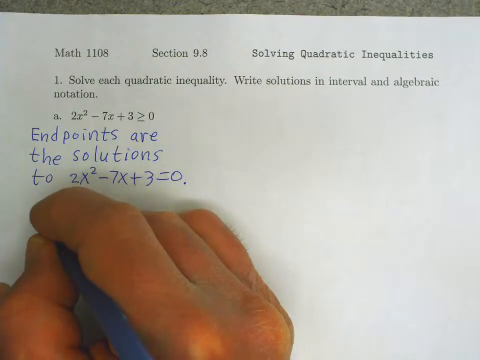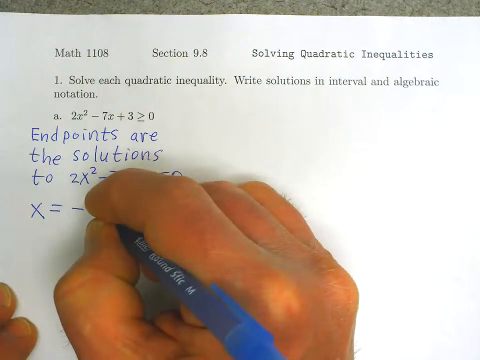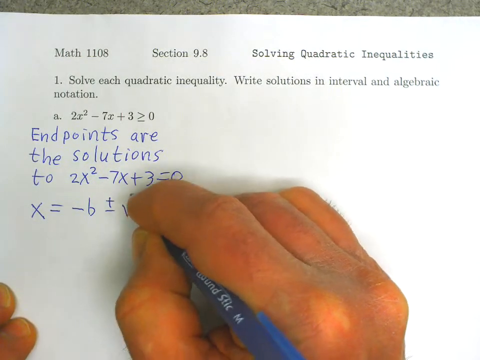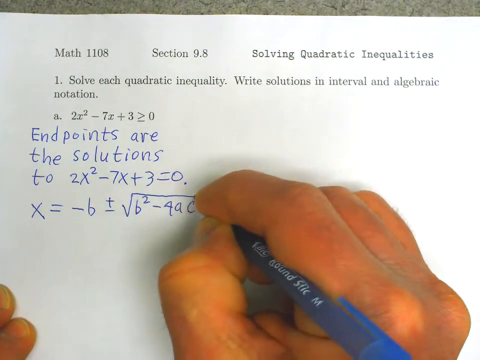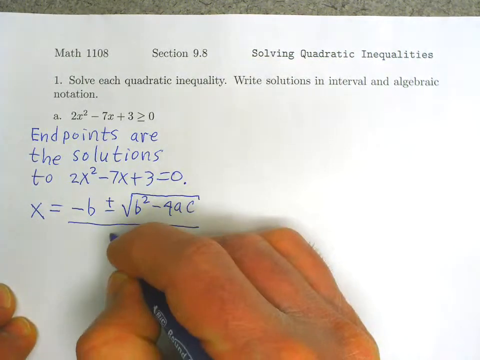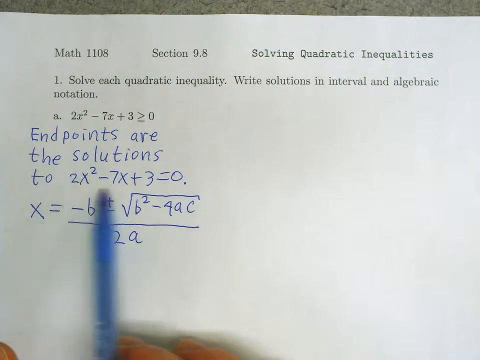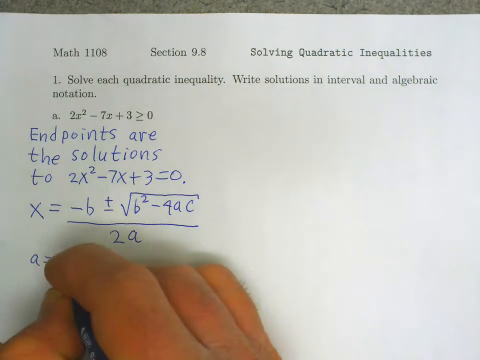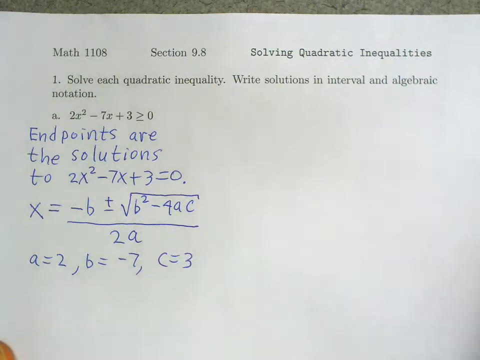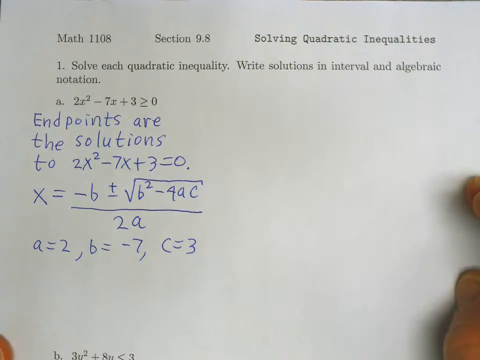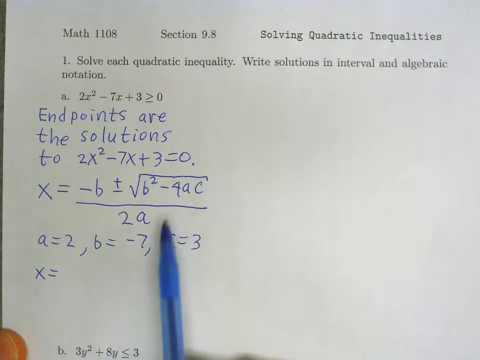Just as a reminder, the quadratic formula is x equals negative b plus and minus the square root of b² − 4ac, all divided by 2a. So for this quadratic equation, a is 2, b is negative 7, and c is positive 3. We'll solve that using the quadratic formula.